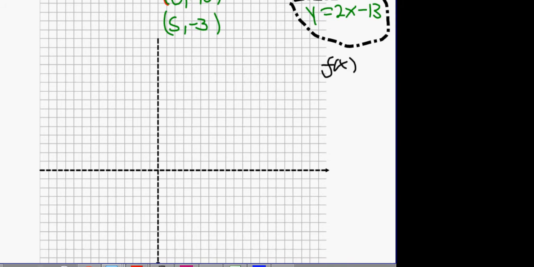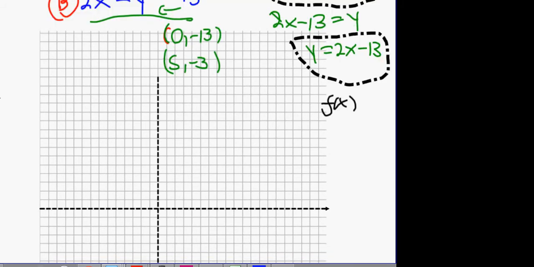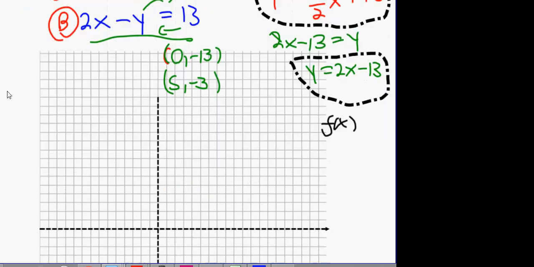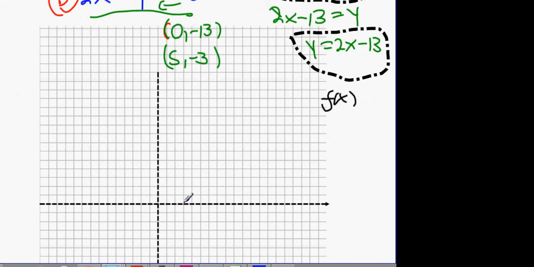Now, question 1, alright, let's draw the red line. What are 2 points on the red line, guys? 2 points on the red line? 3, 0 and 1, 3. Are you happy with that? Each block counts as 1. Get your ruler out.